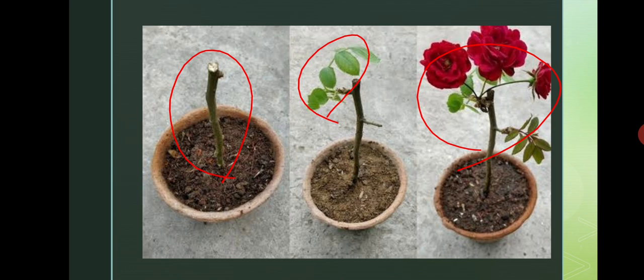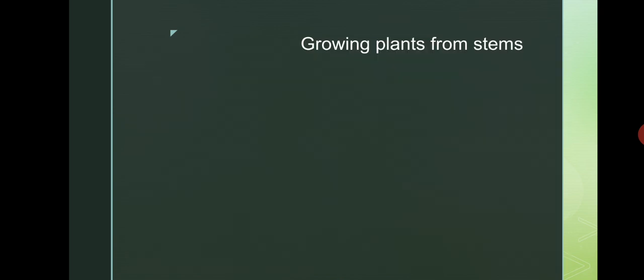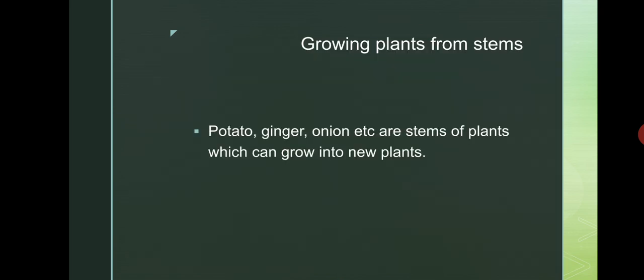And this is the picture of a rose plant. Now this is the picture of hibiscus, and this is the picture of money plant. Second, growing plants from stems. Potato, ginger, onion, etc. are stems of plants which can grow into new plants. Children, generally potato, ginger and onion stems are different in shape and size from the usual stem. Why? Because they store food. That is, for the storage of food, their shape differs.